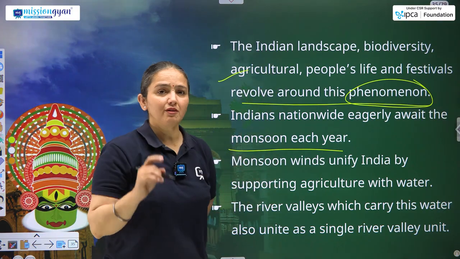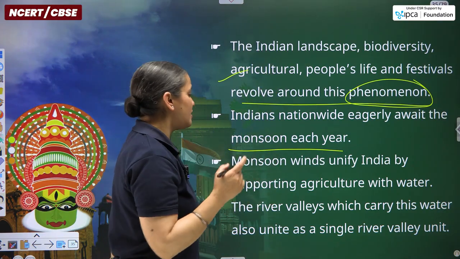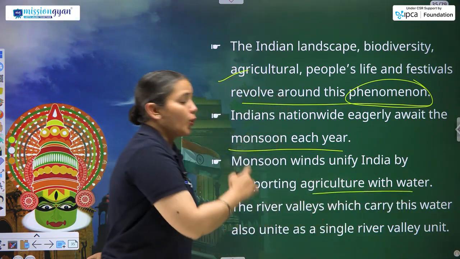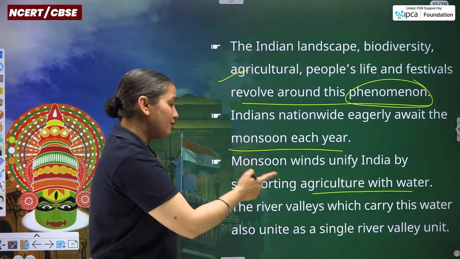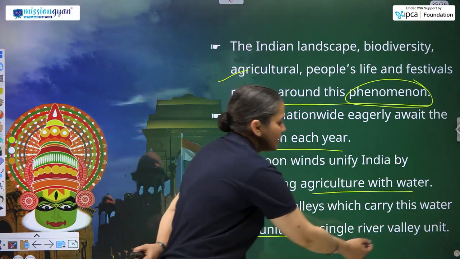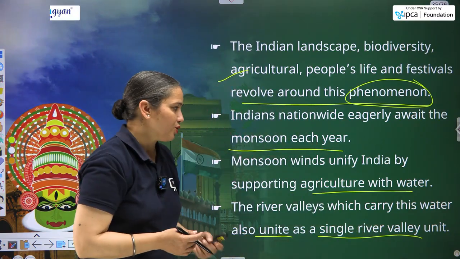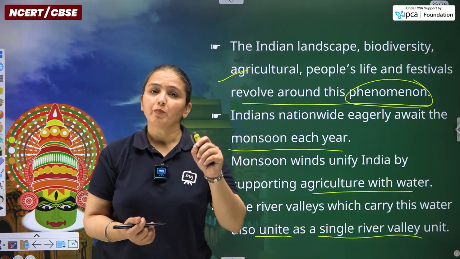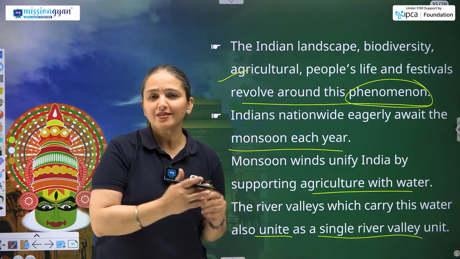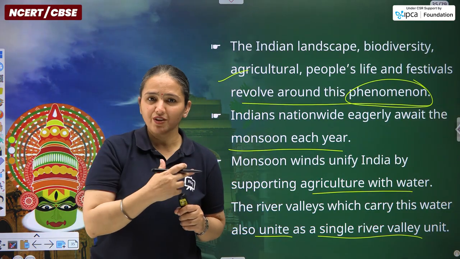For the agriculture part, for the farmers' part, we have already discussed. So monsoon winds unify India by supporting agriculture with water. The river valleys which carry this water also unite as a single river valley unit. For example, peninsular rivers. We have discussed the drainage pattern, the drainage system of India. That was a previous chapter.